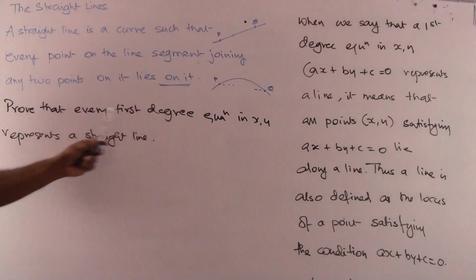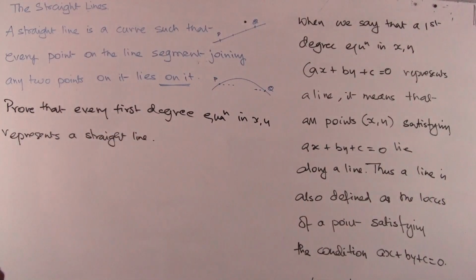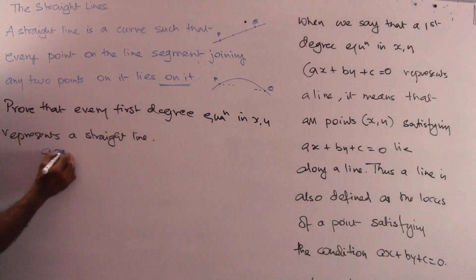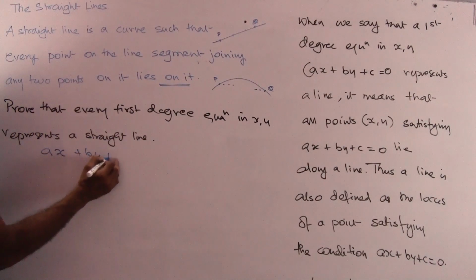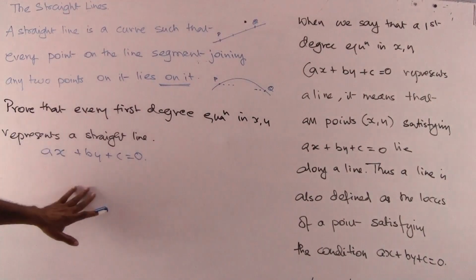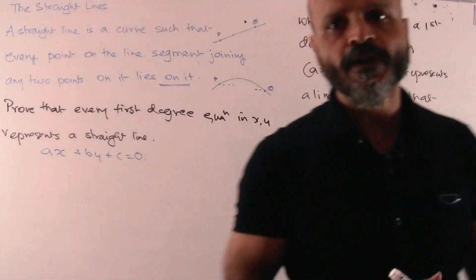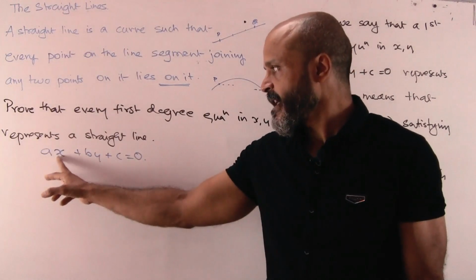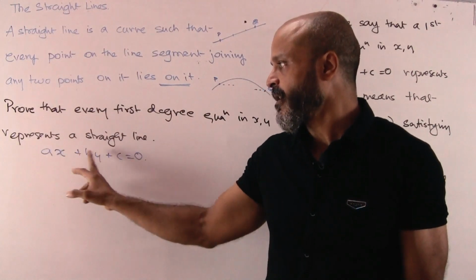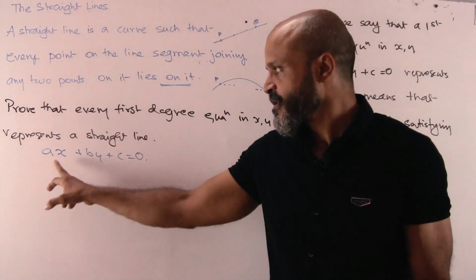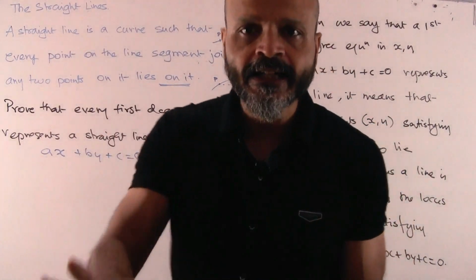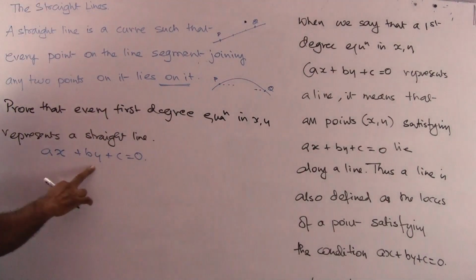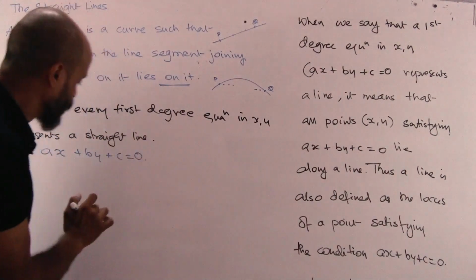Prove that every first degree equation in x, y represents a straight line. That's basically a theorem. So let's say we have a first degree equation, ax plus by plus c is equal to 0. A first degree equation means an equation which is not quadratic, or which has just the powers of the variables as 1. So this is basically the first degree equation of a straight line, a line which can be plotted along the xy axis.